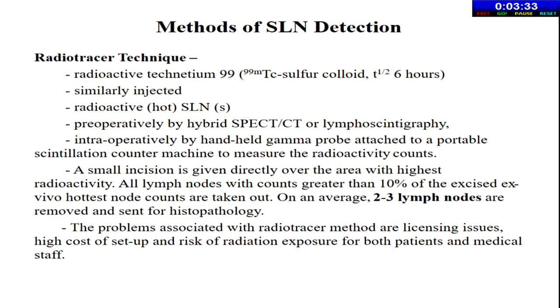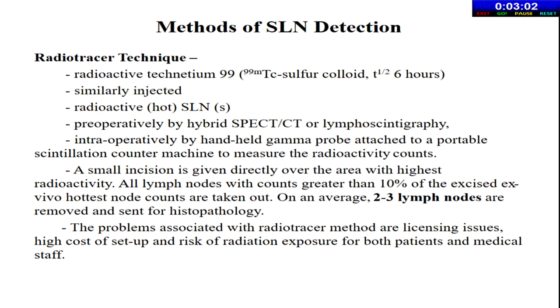The other technique is radiotracer technique, where in the similar fashion, 3 to 4 injections are given of radioactive technetium-99. And again, after say 5 to 10 minutes, preoperatively we can detect the hot lymph node by doing hybrid SPECT CT or lymphoscintigraphy. I'll come to this. Intraoperatively, you can detect the hot node by using handheld gamma probe. And you should have a portable scintillation counter machine with this.